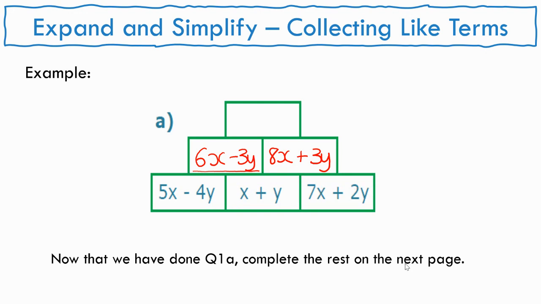Now we're on to our third layer. So we've only got 2 boxes beneath this to collect our like terms from. So we can see we've got a 6x, a minus 3y, an 8x, and a plus 3y. 6x add 8x is 14x, and minus 3y plus 3y cancels each other out. So we've no need to do anything else with them. Okay, so 14x is our final answer.